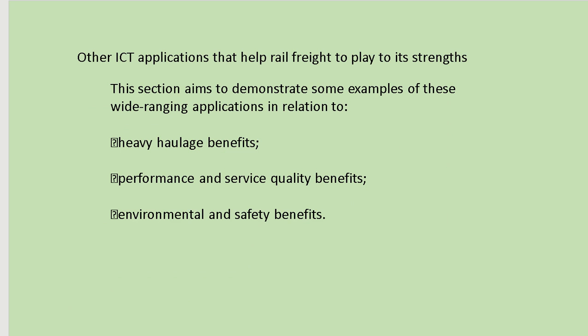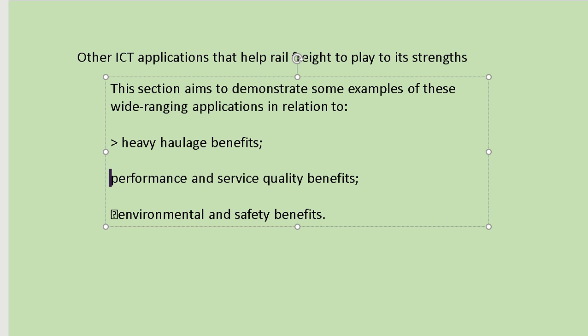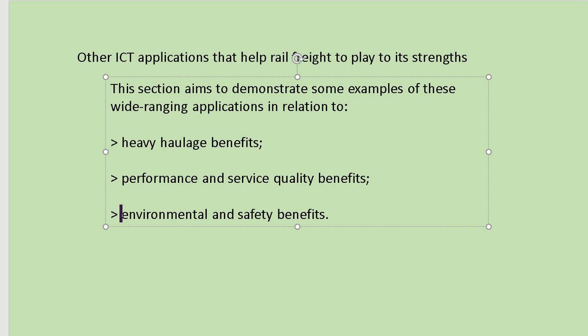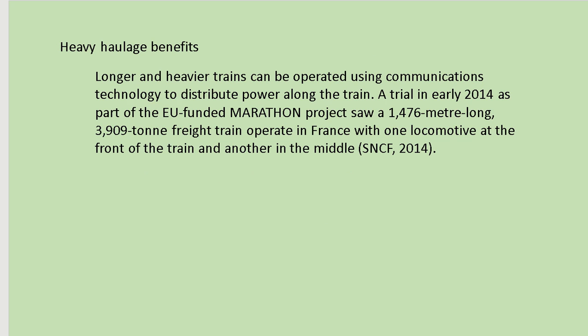Other ICT applications that help rail freight play to its strengths. Number one would be, this section aims to demonstrate some examples of these wide-ranging applications in relation to heavy haulage benefits. And then we have performance and service quality. And then we have environmental and safety benefits. So we will stop here for a while and we'll continue from here.